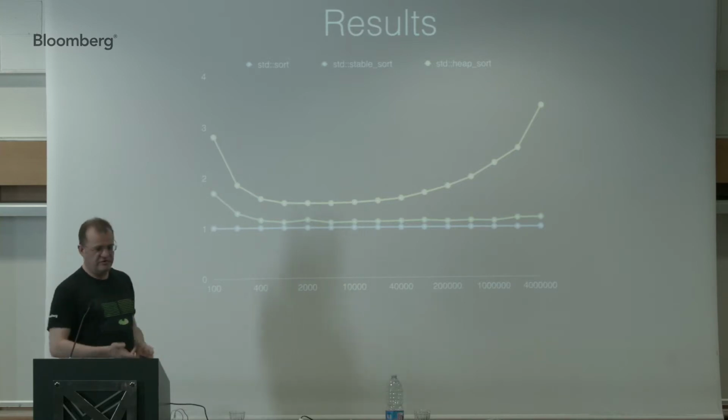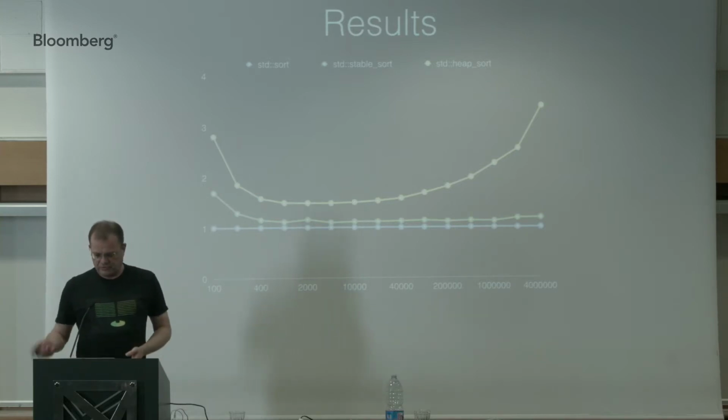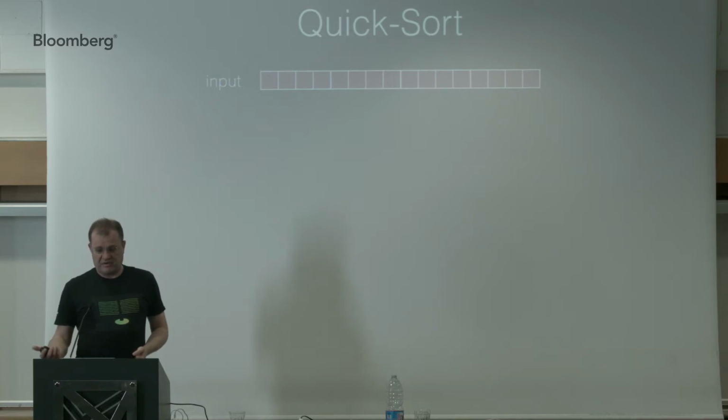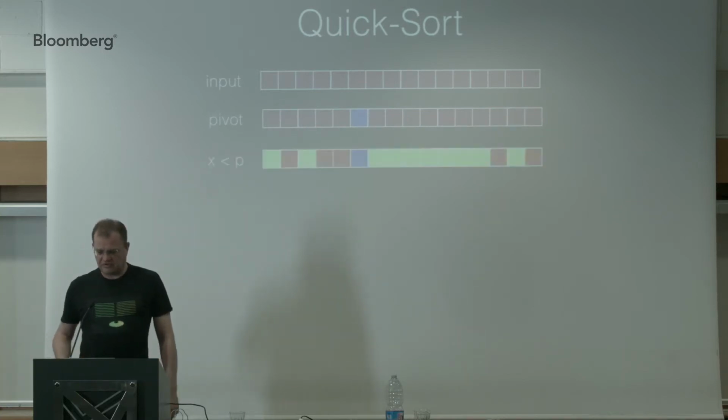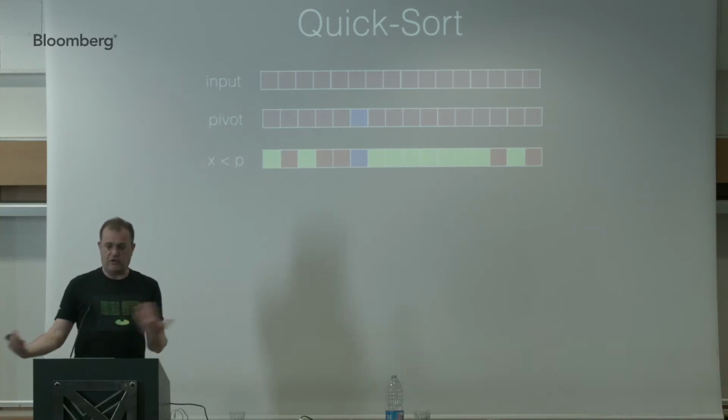It's slower, it is not stable. So, quicksort. Everybody remembers how quicksort works. It's really simple, just a few steps. We get an input, we choose a pivot, doesn't really matter what that one is. And then we basically classify all the elements into bigger or smaller.